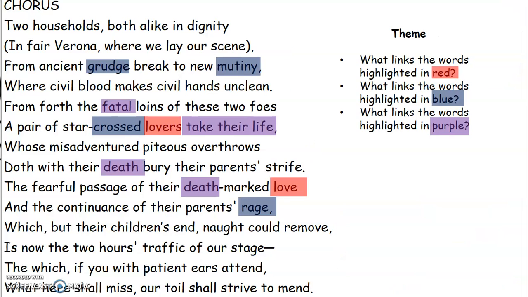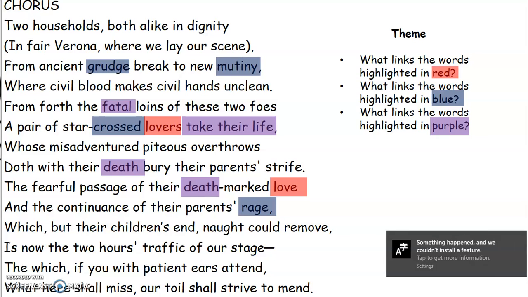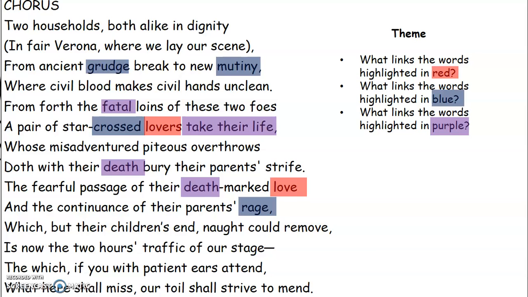Okay, when we look at theme, I've broken this down a little bit further for you because I thought we might get a little bit lost. So if you have a little look, I've highlighted some words in red and I want you to think what links these: lovers and love. I've highlighted some words in blue and I want you to think about what links these: grudge, mutiny, crossed, rage. And I've highlighted some words in purple and I want you to think about what links these: fatal, take their life, death, death. I think that was quite an easy one. So pause the video and see if you can have a little think about these.